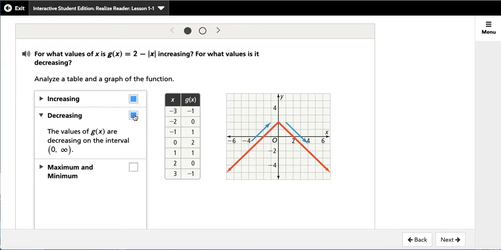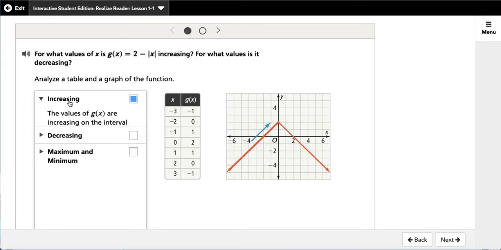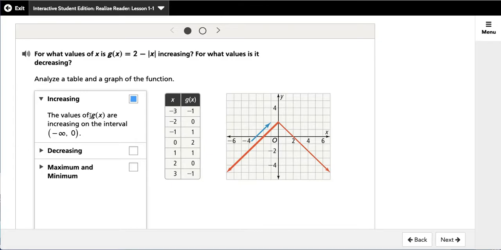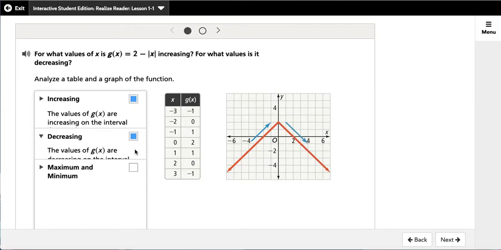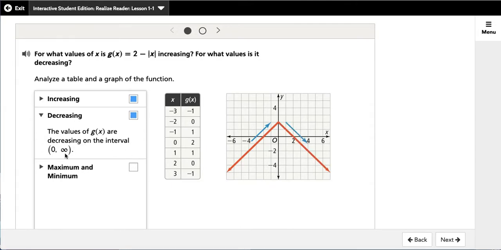Let me go back. The values of g of x are increasing from -infinity to 0, interval notation with the parentheses because it's exclusive, and it's decreasing from 0 to infinity.